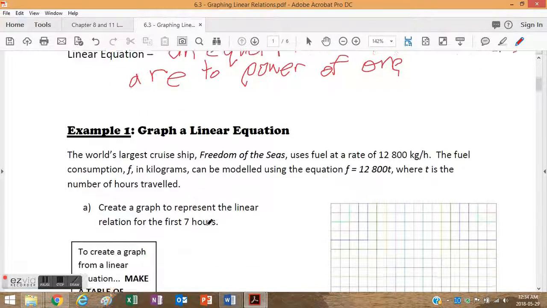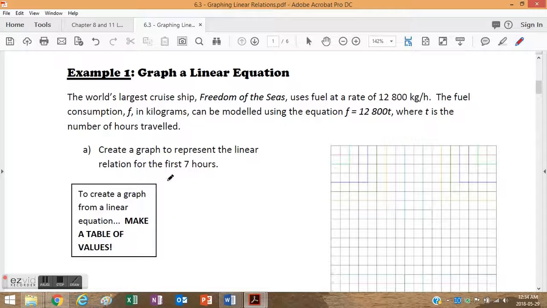So our first step, what we can do with this is let's build a graph. If we're going to make a graph from a linear equation, I look at that initially and I'm like, well, how do I do that? But the thing is, make a table of values. When you make your table of values, take a look at your equation. Usually you're going to have one variable on one side and the other variable with the coefficients and any other free numbers on the other side.